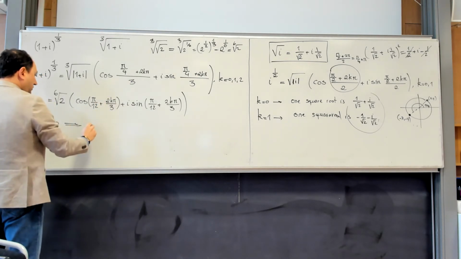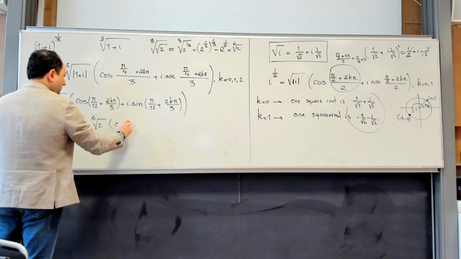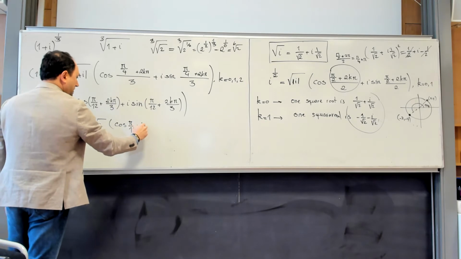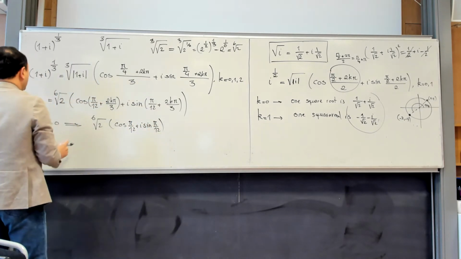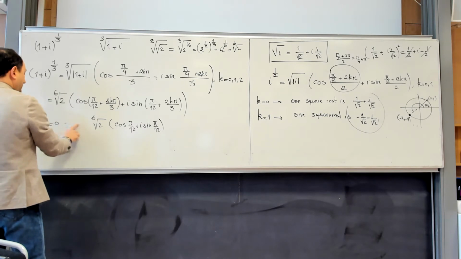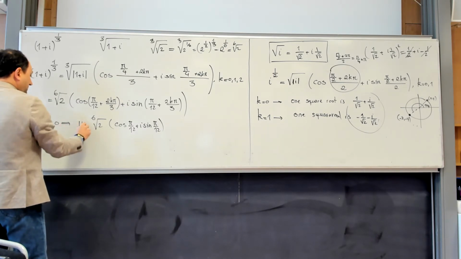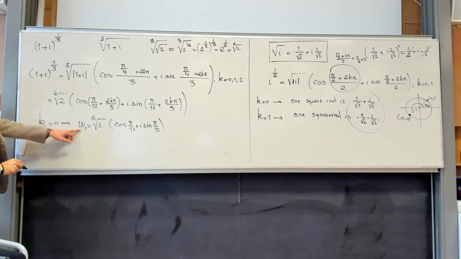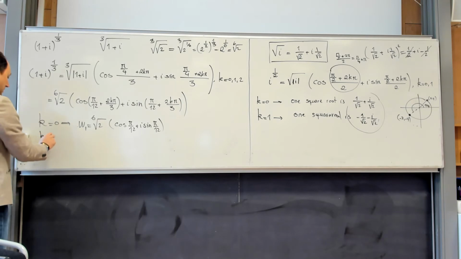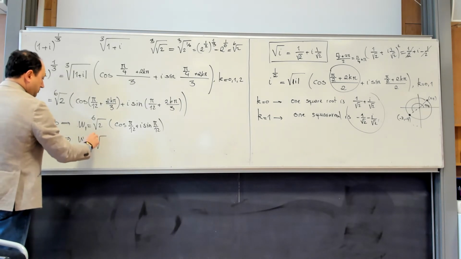So if I put 0 here, this becomes the sixth root of 2 times cosine of pi over 12 plus i sine of pi over 12. This is one of them. So for example, let us call it W1, yes? This is one of the roots. And then the second root, this is the principal root, by the way. So this becomes, for example, k equals 1, so W2 is the sixth root again.